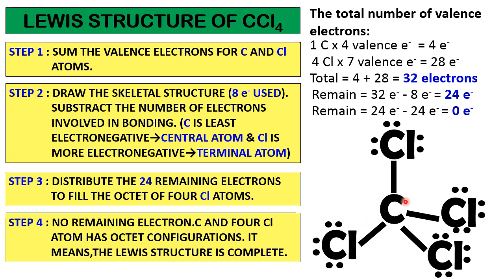So remember, normally all the atoms, including the central and terminal atoms, need to achieve octet configuration for the Lewis structure to be complete, except for the 3 special atoms, which are Be, B, and Al. They can exist as incomplete octets.